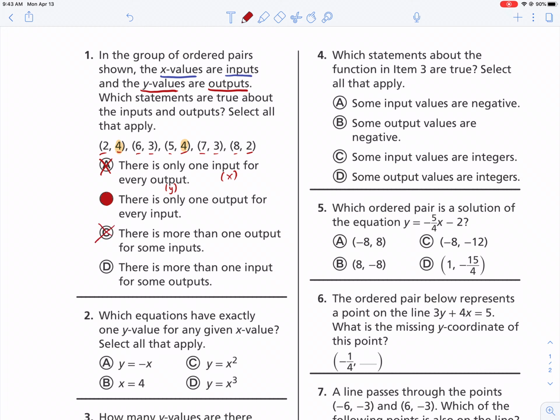So then I'm going to go down to D. It says there is more than one input for some outputs. So this is my x again, and this is my y. And this is saying that there is more than one x for the same or some outputs for my y value, which we see with our highlighted one up above. When I plug in a 2, a 4 comes out, and when I plug in a 5, a 4 also comes out. So for this one, we're going to get D.